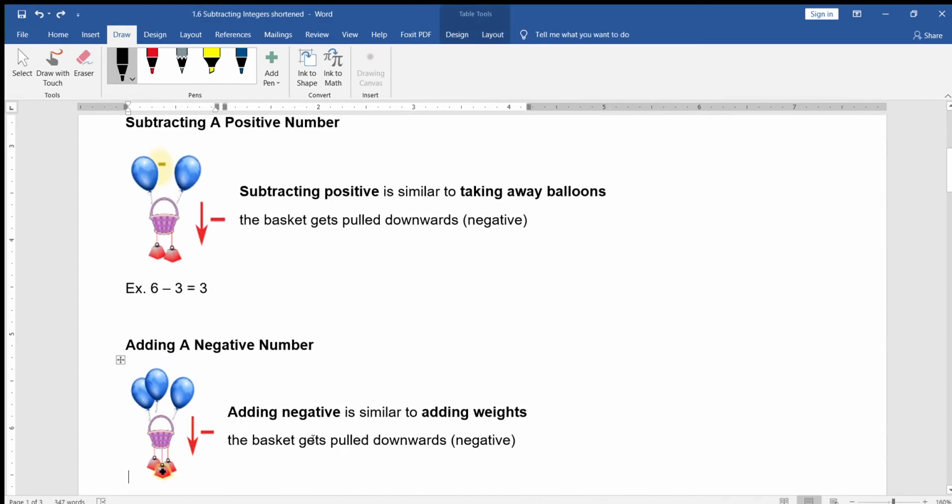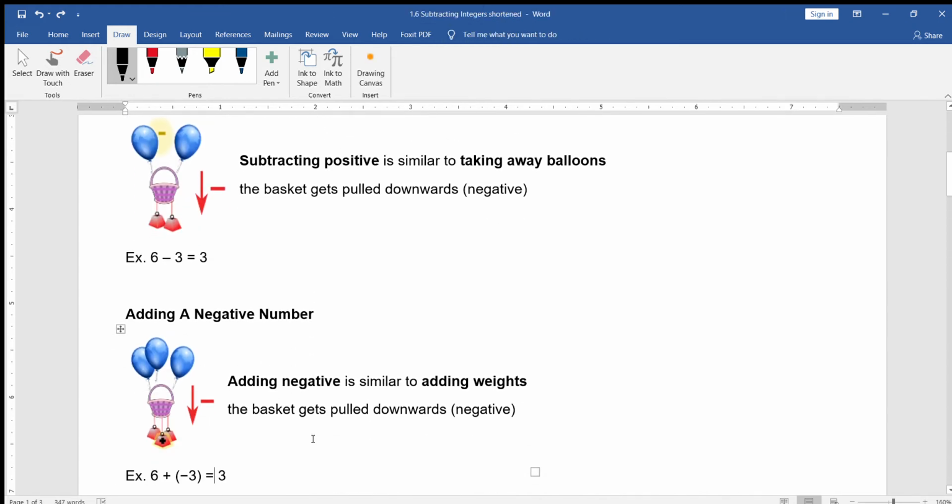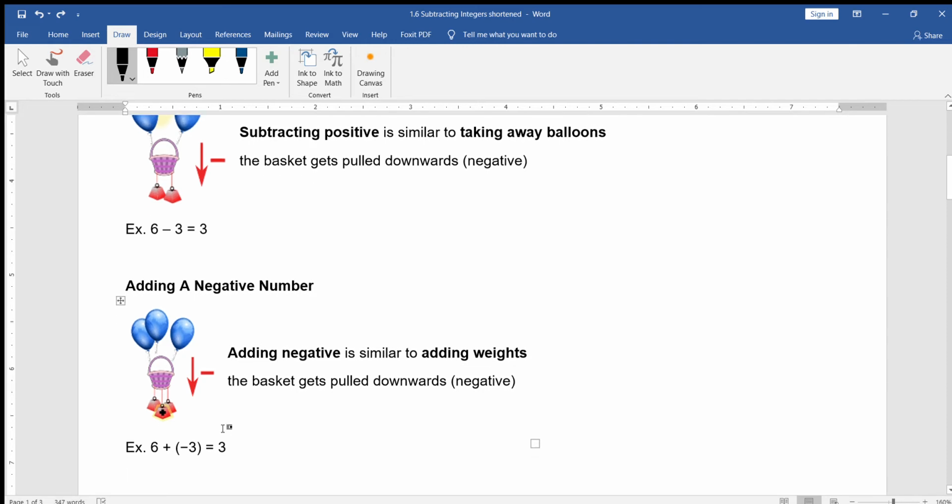Now how about adding a negative number? Adding a negative number is similar to adding weights. Look in the basket, we're adding another weight. What happens to the basket when we add a weight? It falls down because it's heavier. An example of this is 6 plus negative 3, and if you do your addition rule correctly, you're going to get 3.